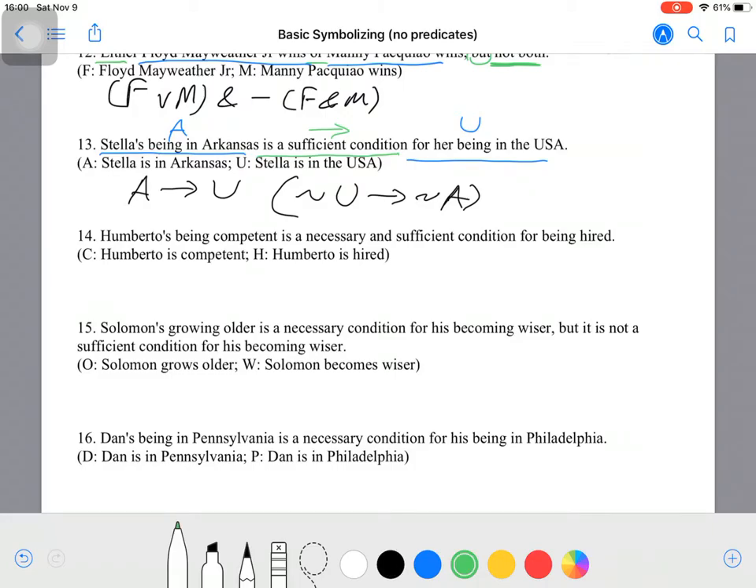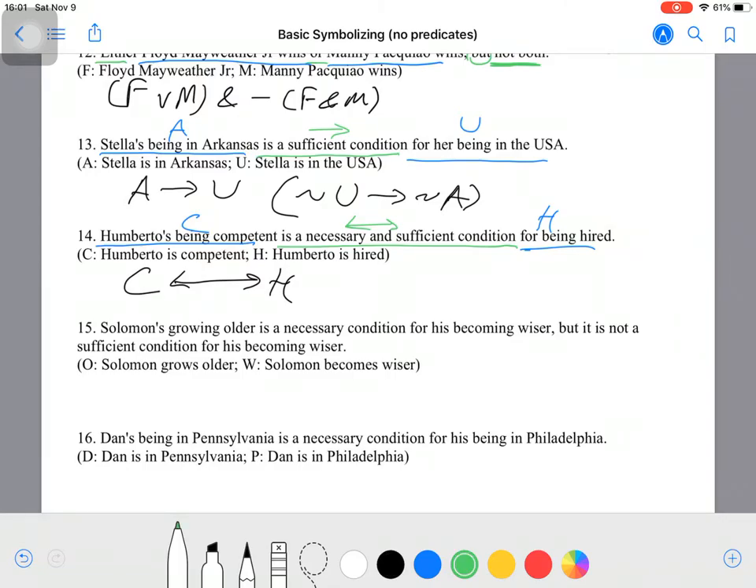Going on to 14. Roberto's being competent is a necessary and sufficient condition for being hired. If you get something that's both a necessary and sufficient condition, it's a biconditional, it's a double arrow. And then being hired is H, and then being competent is C. So this is C, double arrow, H.